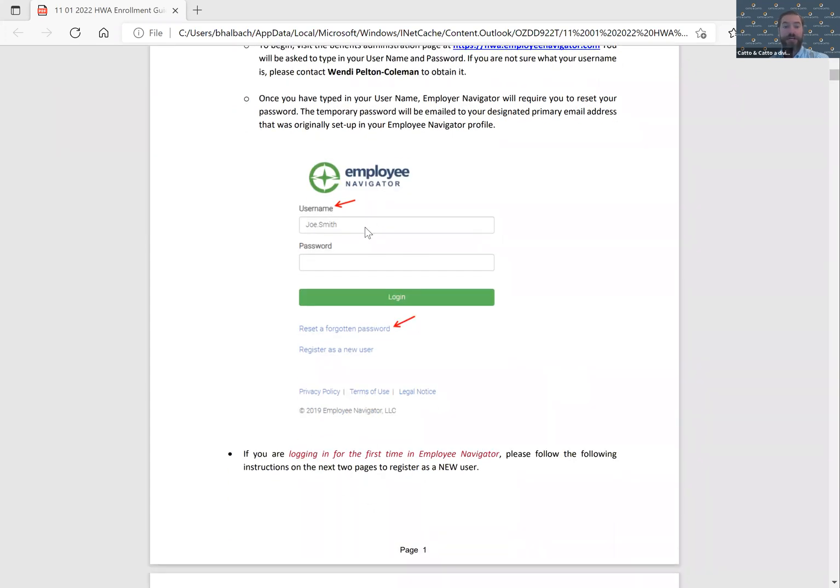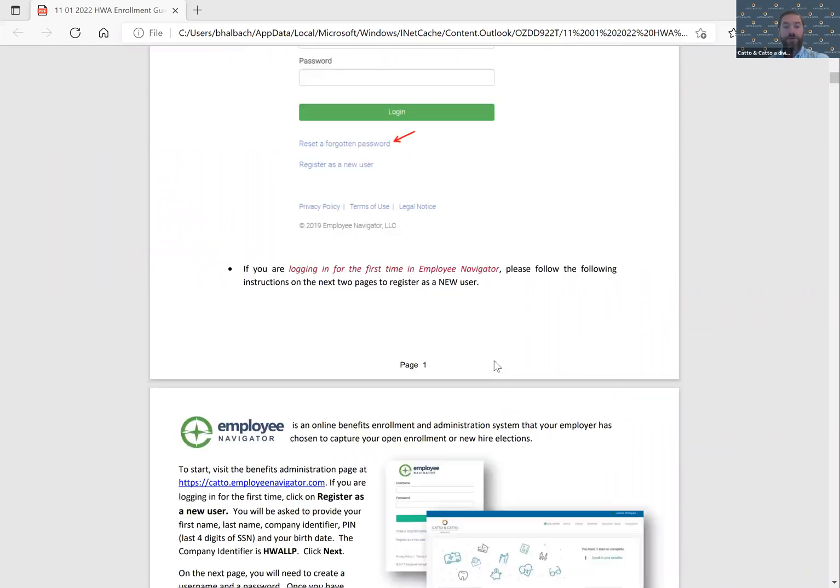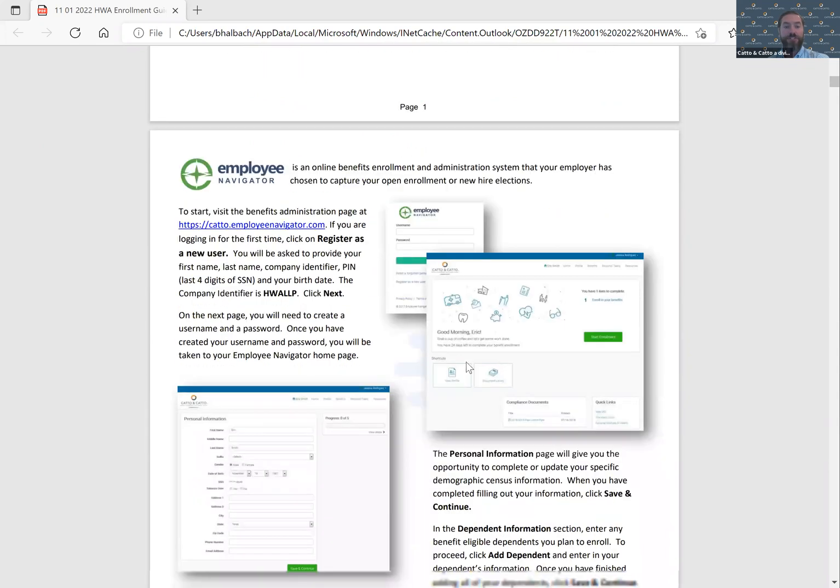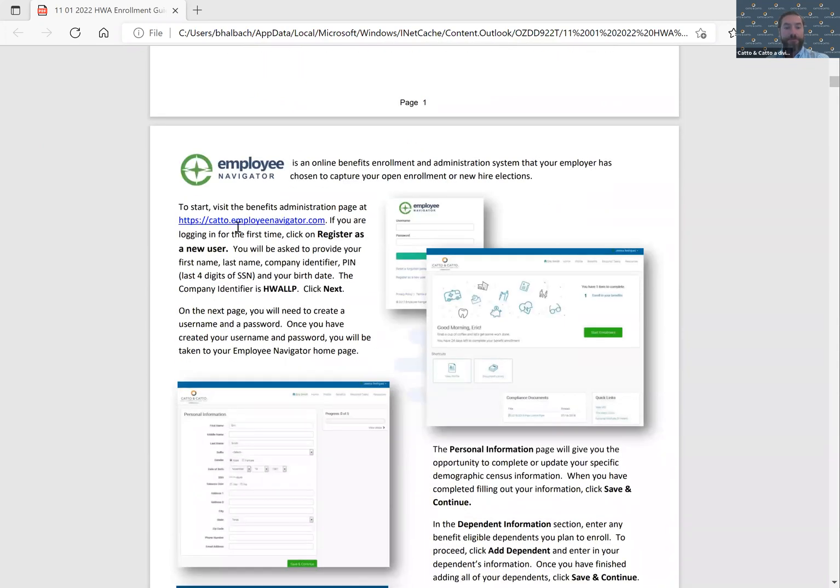This is a screenshot of the first page that you will come to. If you had already gone through this drill before last year, then you can reset a forgotten password. If you are logging in for the first time, then you'll go to Catto&Catto.employeenavigator.com. Both of those sites are going to feed to the same place, but it's going to be different depending on if you have been in the system before or if this is your first time.